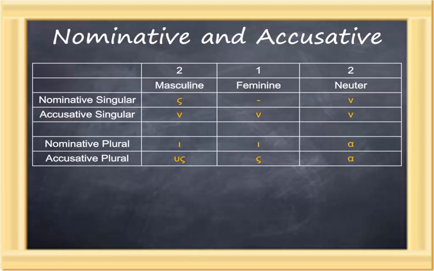This is the case ending chart. I encourage you to memorize it and to memorize it horizontally. Sigma, nothing new, iota, iota, iota, or iota, iota, alpha, upsilon, sigma, sigma, alpha.